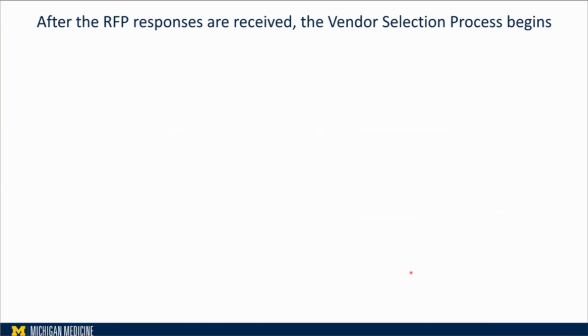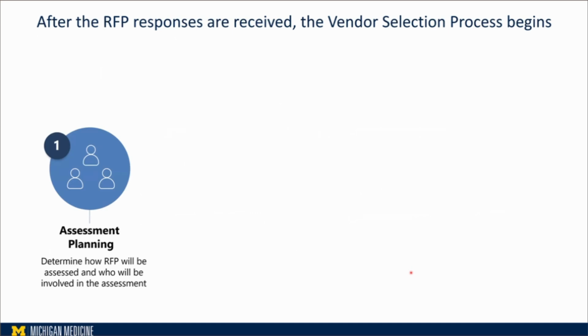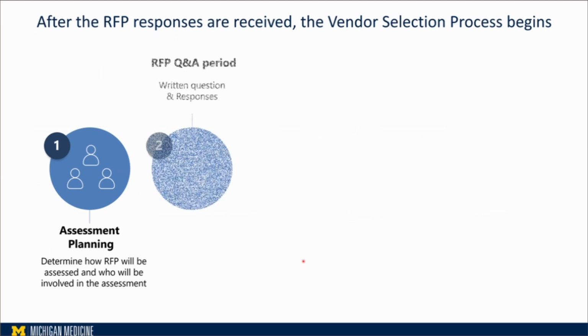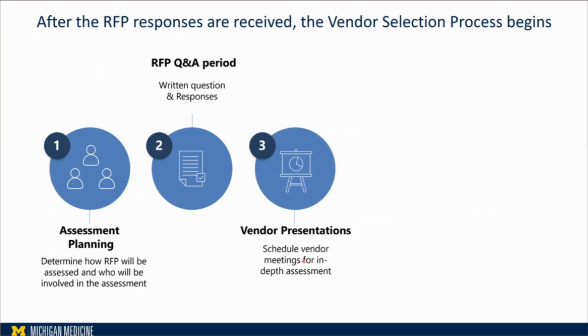After that, we started to have responses and vendor selection. The first thing we have is assessment planning, to determine how the RFP will be assessed and who will be involved in the assessment. Then there is the RFP Q&A period. During this period, we wrote questions and sent them to the vendors. The vendors also sometimes write back questions about the proposal we wrote, because maybe they need some clarifications.